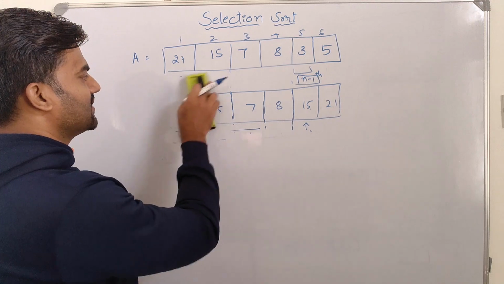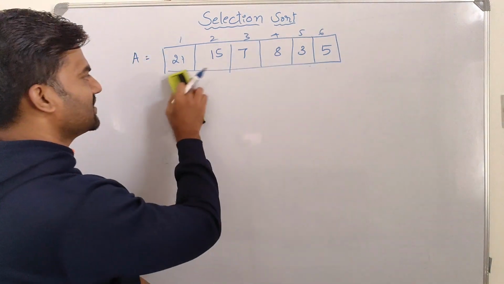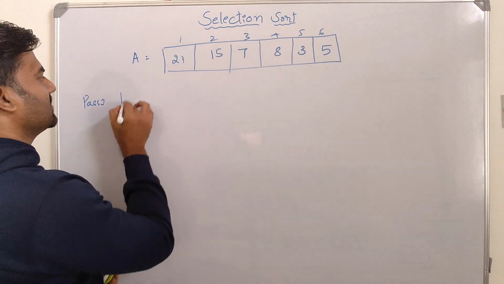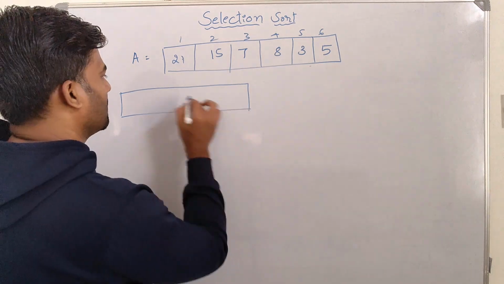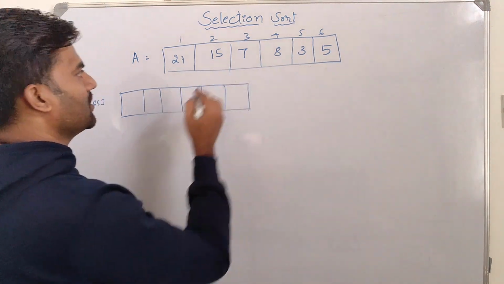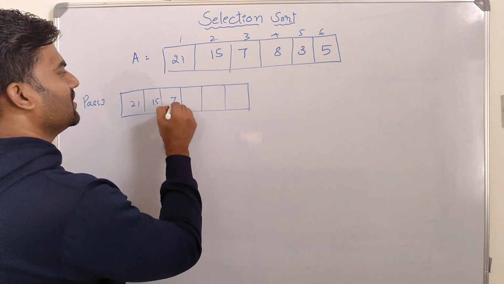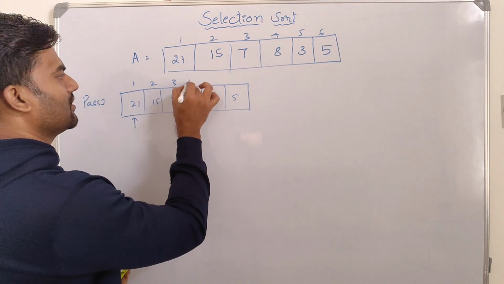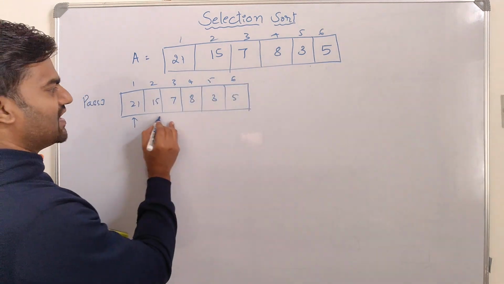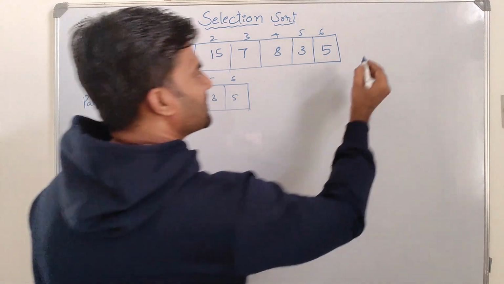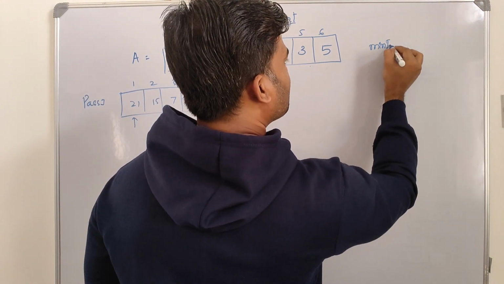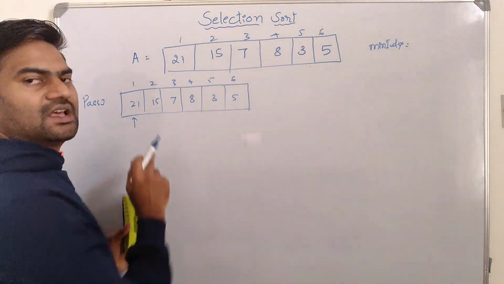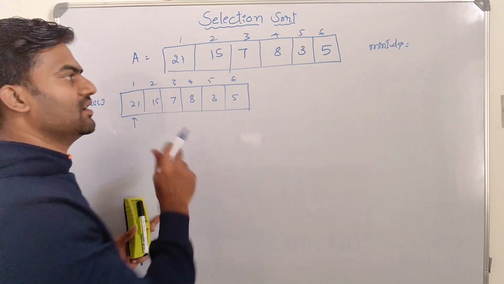Now let us try to understand this pass-wise. So assume this is our pass 1 and this is our input. So we have 21, 15, 7, 8, 3 and 5. Now I will keep the pointer here. I'll keep scanning from here. So let us take the minimum index. Why, I will tell you, so you will eventually understand. I will assume this is my first, this is my minimum index.